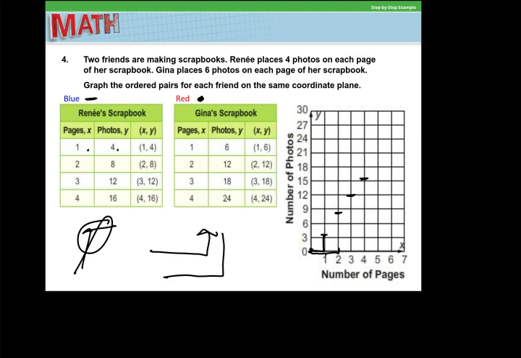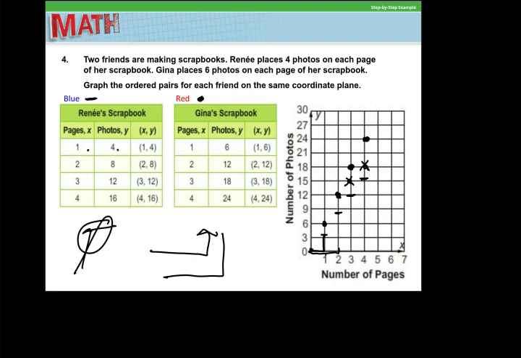Gina's, I'm going to make it a dot. So 1 and 6, 2 and 12, 3 and 15. Nope, not 15. I lied, sorry. 3 and 18, and then 4 and 24. So that is what our graph looks like, minus my 2 mishaps.